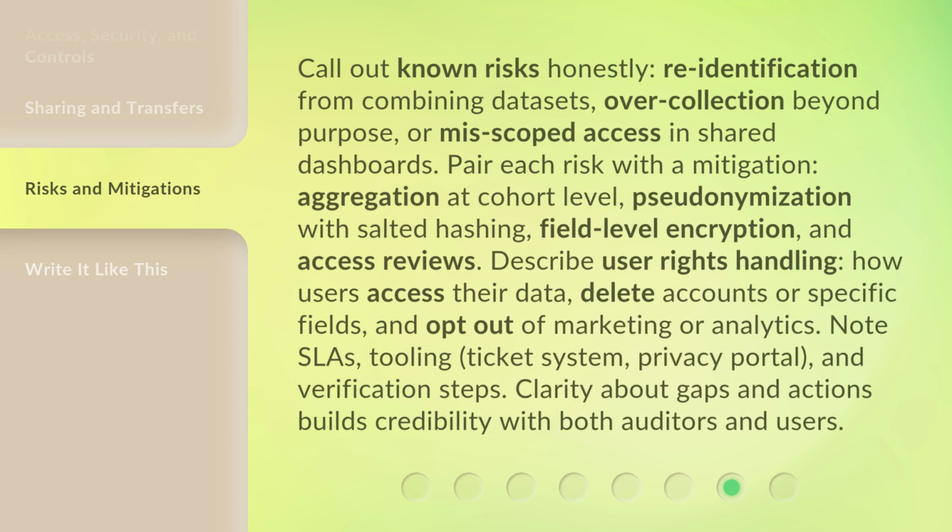Call out known risks honestly. Re-identification from combining datasets, overcollection beyond purpose, or misscoped access in shared dashboards. Pair each risk with a mitigation. Aggregation at cohort level, pseudonymization with salted hashing, field-level encryption, and access reviews.